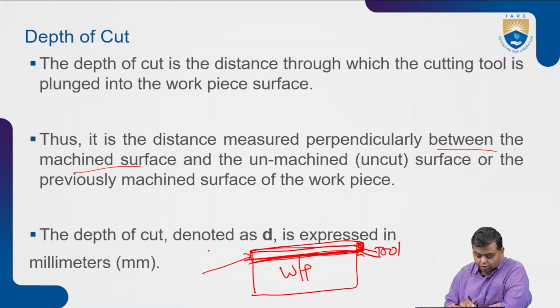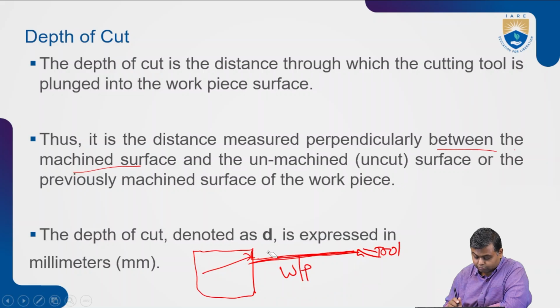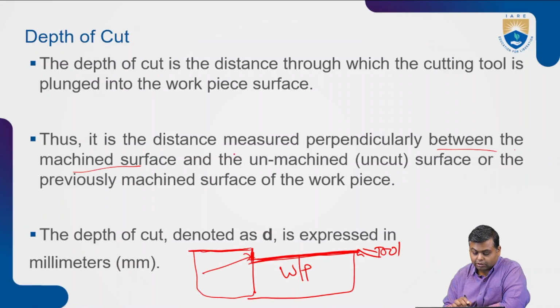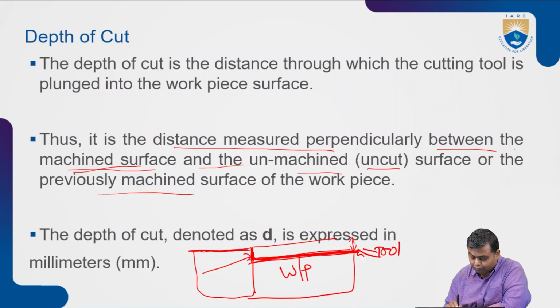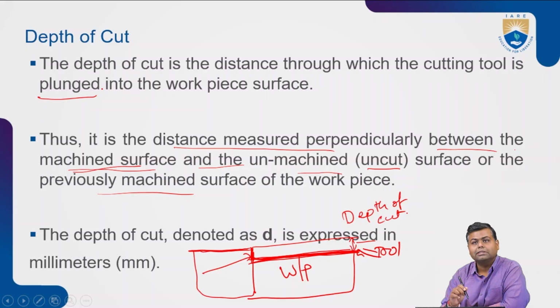Suppose somewhere else this is the unmachined surface. Up to here the material has been removed. So up to this point the material has been removed. Now this is the unmachined surface, this is the machined surface. So the difference between them, that is the perpendicular distance measured between the machined surface and the unmachined surface, that is the uncut surface or previously machined surface of the workpiece. So this is the machined surface, and this is what is called depth of cut. So the term depth of cut is very effective in machining. It is the plunging of the tool into the work surface.